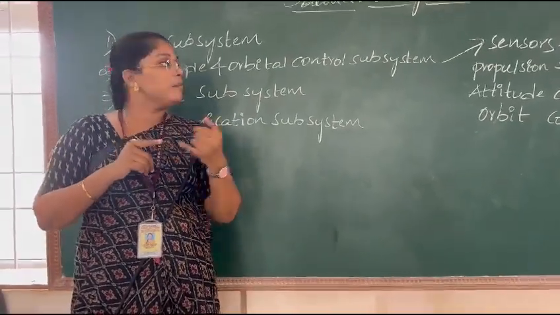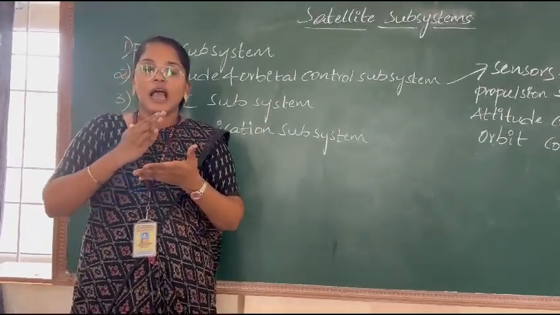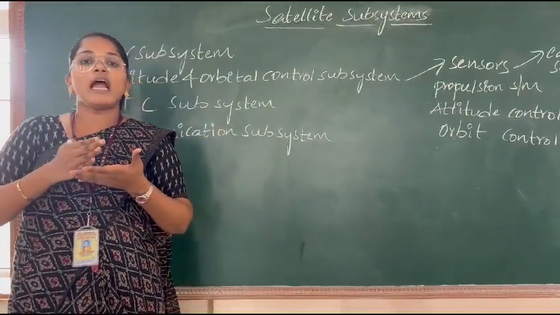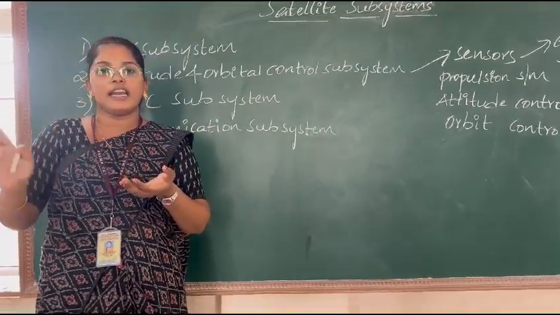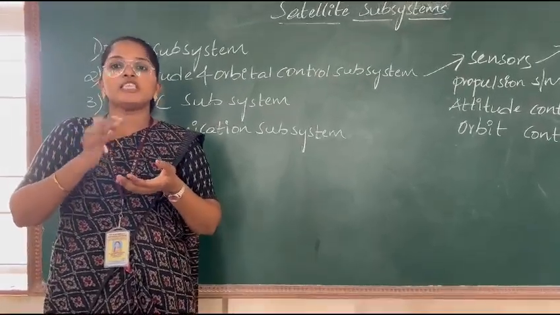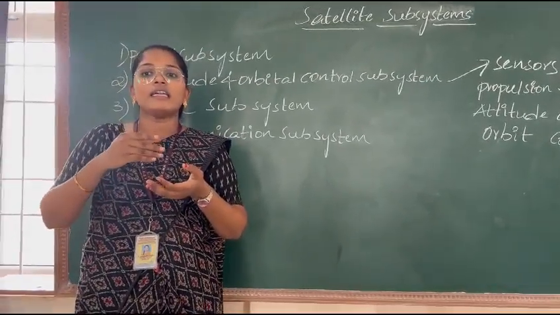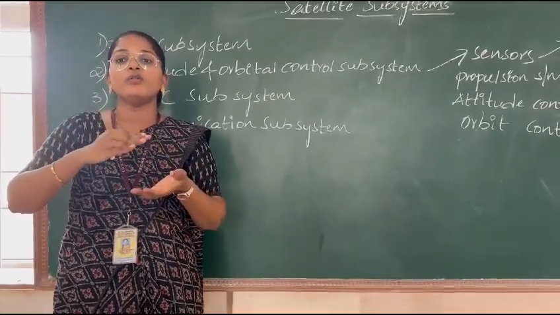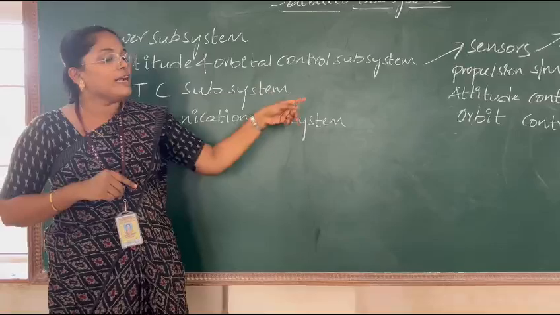The propulsion system: in propulsion system, we have low thrust actuators, high thrust motors, and space shuttle. Low thrust actuators are used to correct the orbital corrections. High thrust motors are used for velocity increment. Space shuttle provides the velocity increment whenever the satellite is required to transfer the orbit.